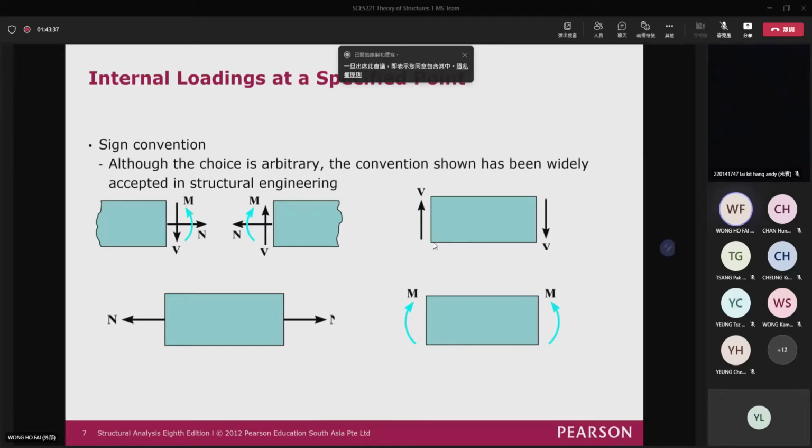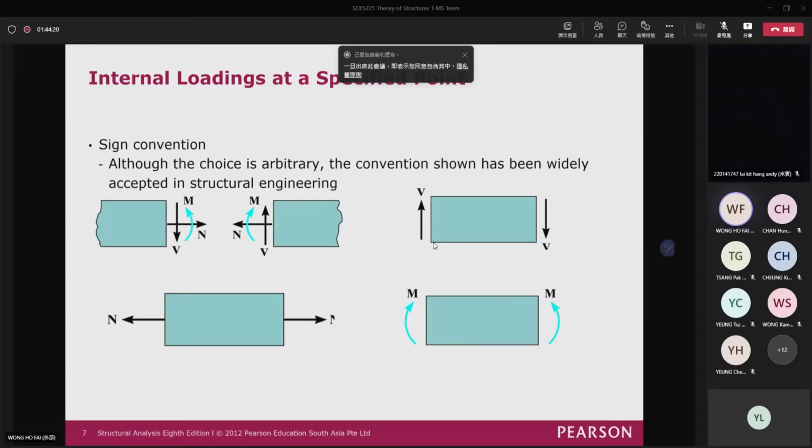Well, before we go on, we just mention the sign convention of the internal forces. As you can see here, it shows all the internal forces acting in the positive directions. For normal forces, we usually don't define pointing to the left or pointing to the right as positive, because it is very difficult to define, as when you cut the member, the force can be acting to the left and acting to the right.